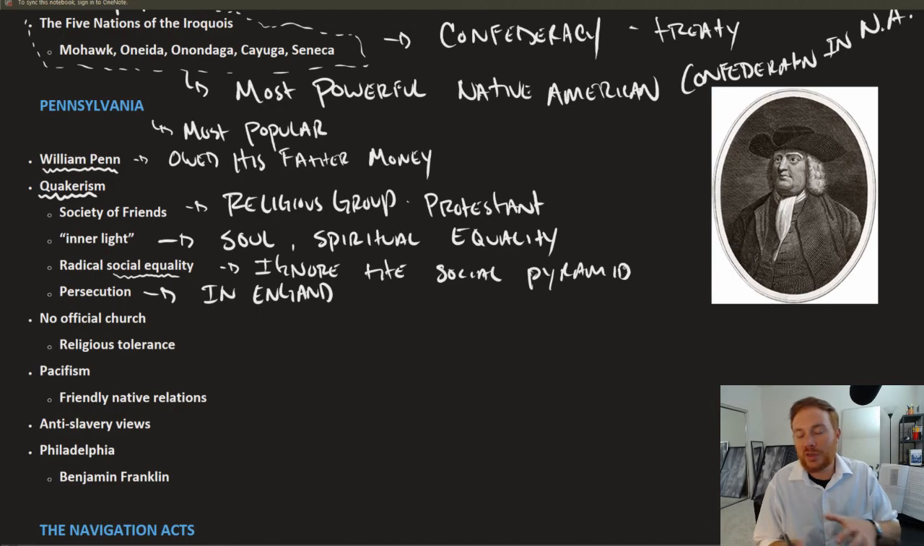Right? We've got to recall that in England, this is a time period of kings and lords and nobles and barons, and there's a certain order to society, especially based off of bloodlines. The Quakers don't abide by those rules, right? They refuse to acknowledge somebody as a lord or a king, and for that reason, they get persecuted in England, and that's one of the reasons why they wanted to come to Pennsylvania.